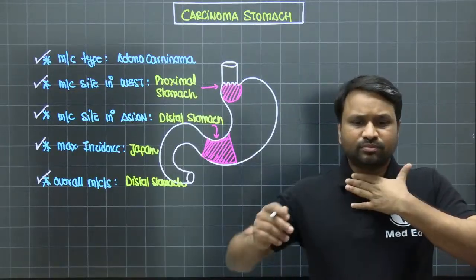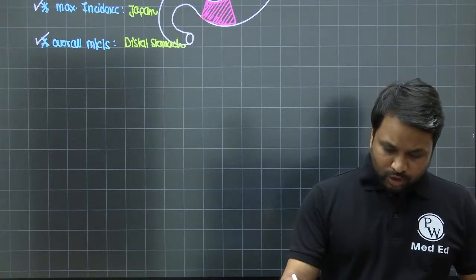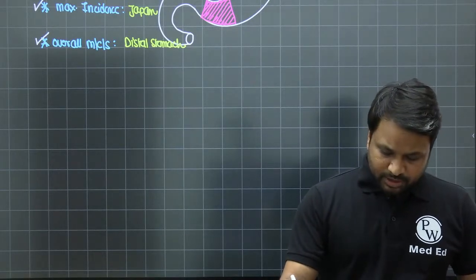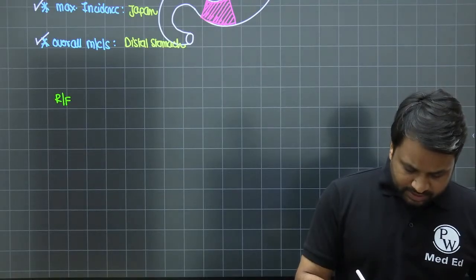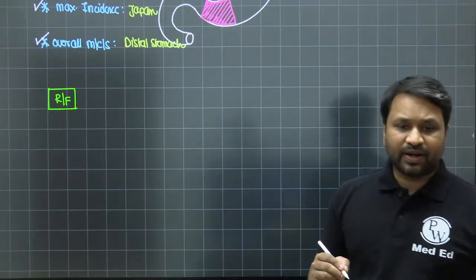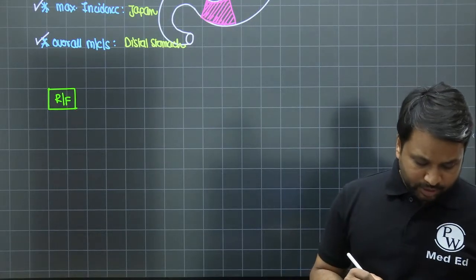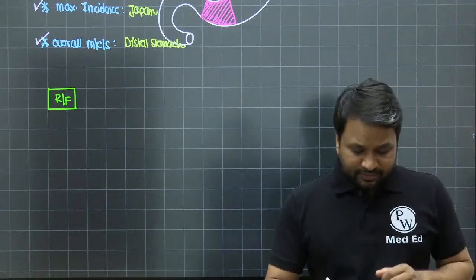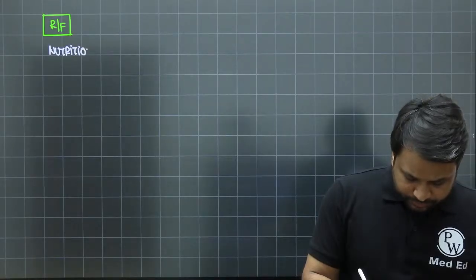Now, who are the people who are usually going to get affected? We're going to talk about the risk factors which are going to drive this, right? So, the risk factors associated with gastric carcinoma. What are the various risk factors that can be attributed to the gastric cancers? I can divide the risk factors into three subclasses. One, which is based upon the nutrition. So this is the nutritional cause.